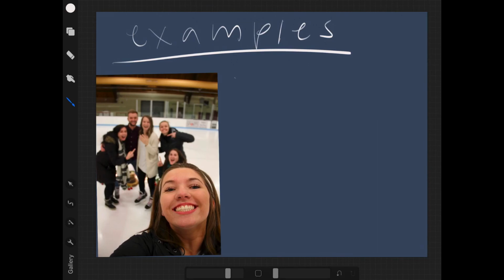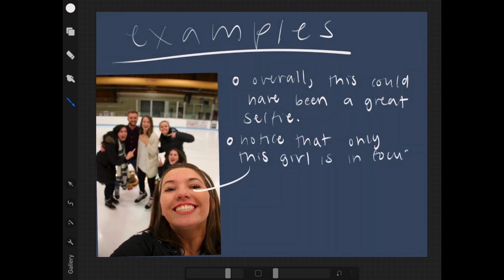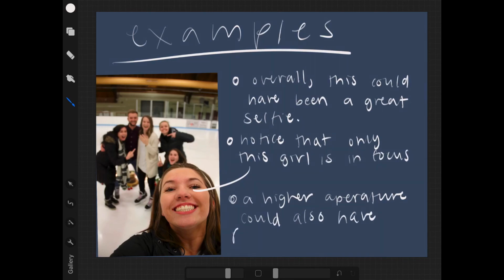Now we have a very bad example here. This is a photo that had potential and it could have been a really great selfie. But because of the aperture being too low, only this girl in the front is in focus and everyone else is out of focus, which kind of ruins the picture. If there was a higher aperture, then everyone could have been in focus and it could have been a really great photo.